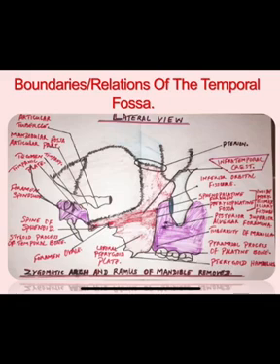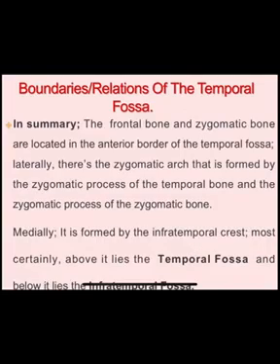So don't forget that as far as the boundaries and relations of the temporal fossa are concerned, the frontal and zygomatic bones are located in the anterior border of the temporal fossa. Laterally, you have the zygomatic arch that is formed by the zygomatic process of the temporal bone and the zygomatic process of the zygomatic bone. All they come together to form the zygomatic arch.